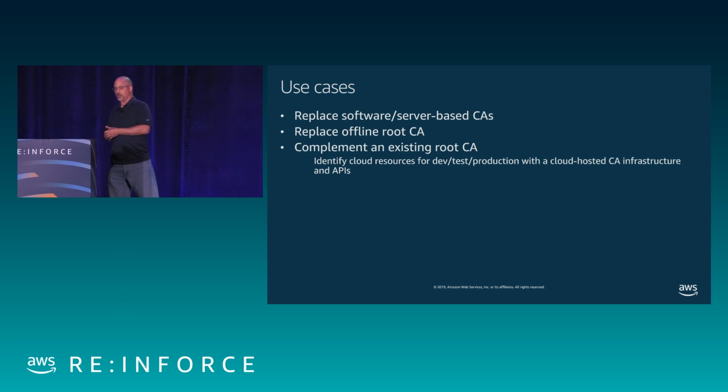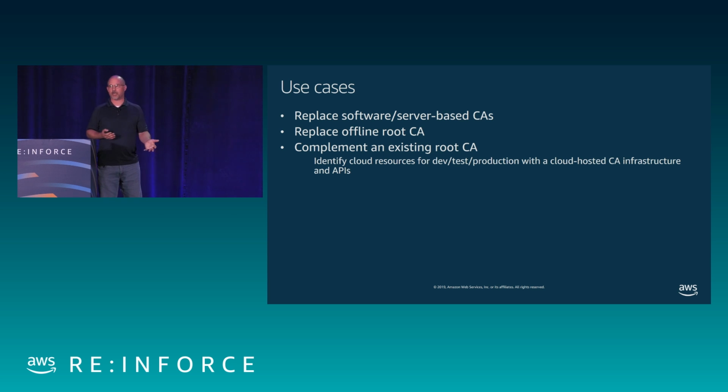Some of the use cases that ACM Private CA supports today in creating a hierarchy, number one is to replace software or server-based CAs. How many of us are aware of developers or other folks in our organization that, for lack of a better solution, have created OpenSSL root CAs and are using them to issue certificates? The other alternative that I frequently see is developers or other individuals that are creating self-signed certificates. And ACM Private CA really provides a much better solution, fundamental security with HSM backing as an alternative to those cases.